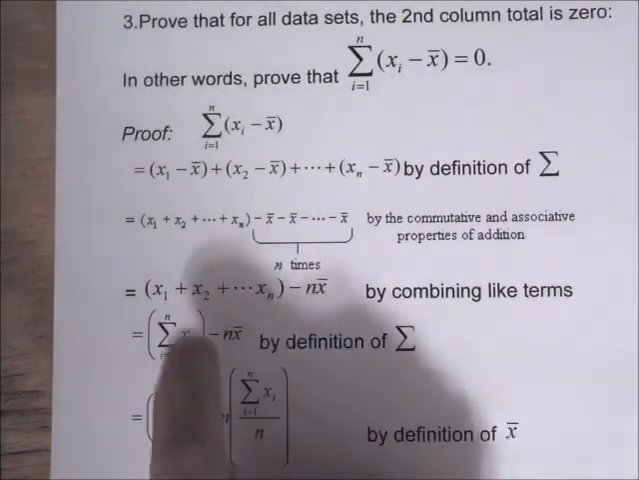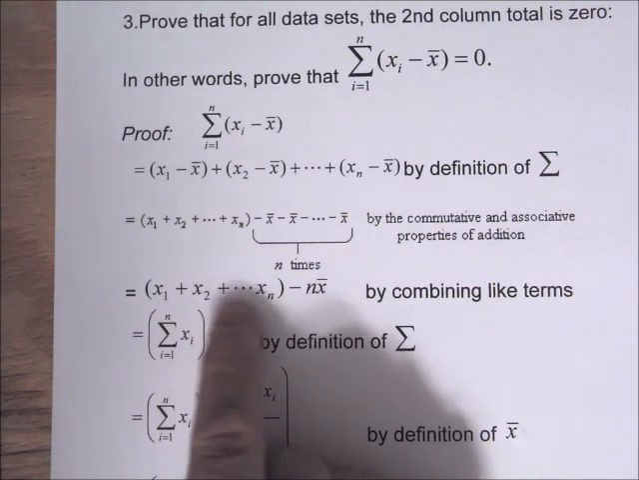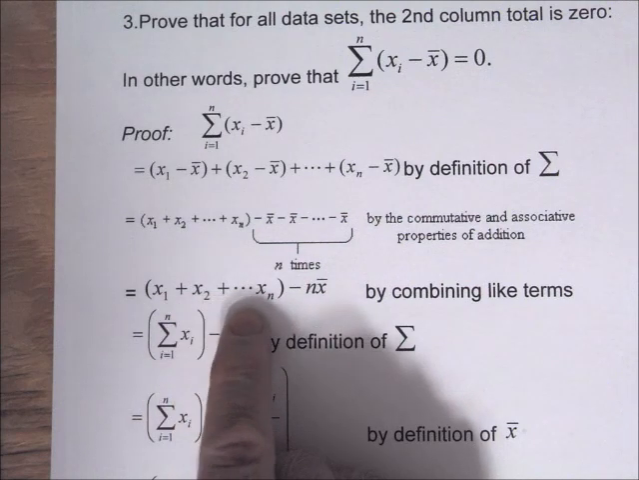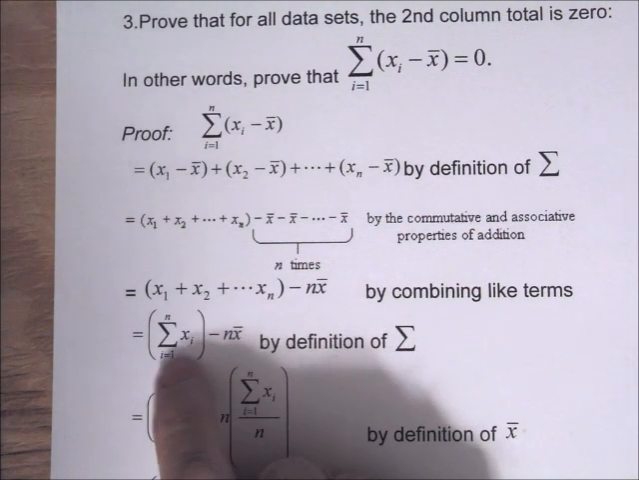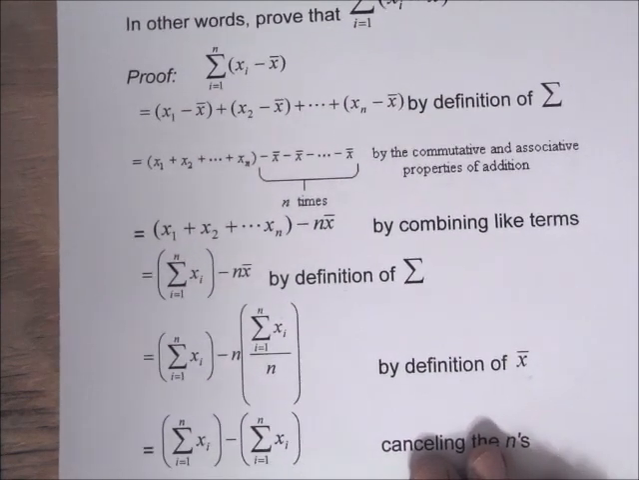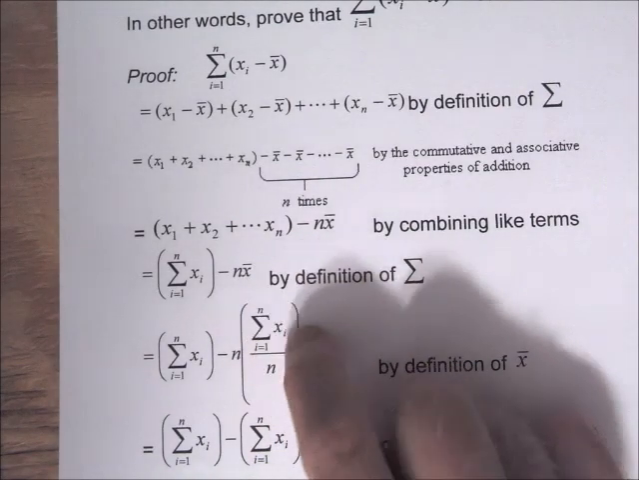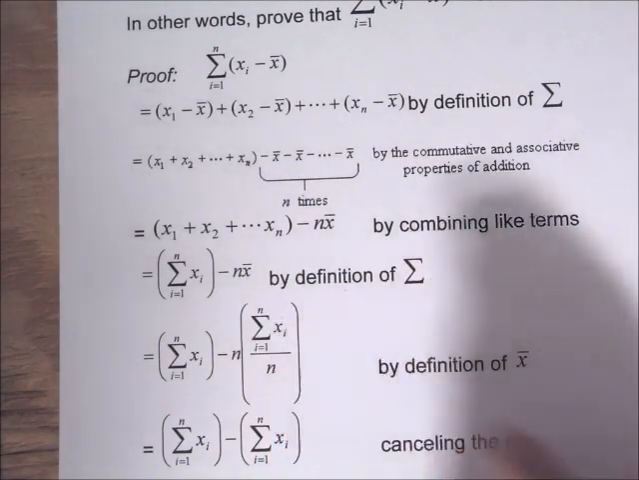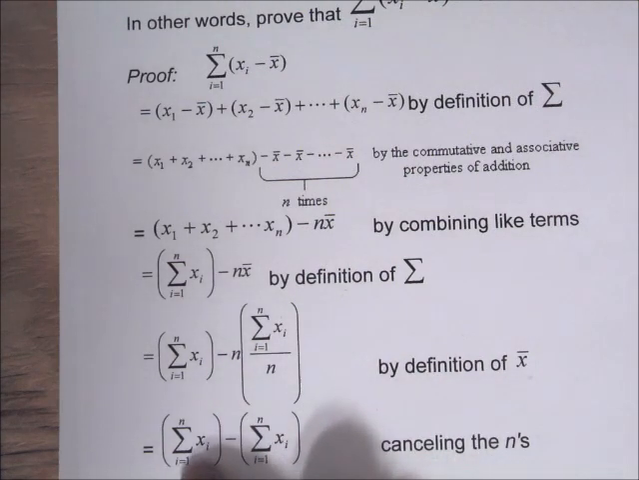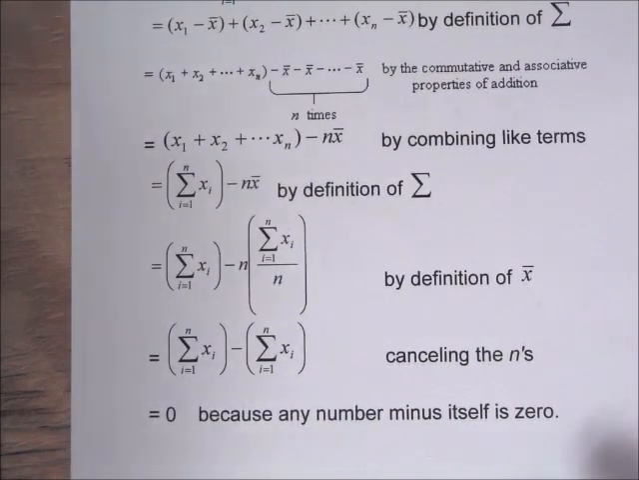And then these first terms, we can go back to sigma notation again. x1 plus x2 plus etc. plus xn can be written with sigma notation. That's the summation as i goes from 1 to n of xi. And then we can use the definition of x bar. So x bar is the mean. That's the sum of all the exam scores divided by n. And we can cross cancel the n's. And we have the sum minus itself, which is 0. Anything minus itself is 0. So that concludes the proof, and that concludes this presentation.